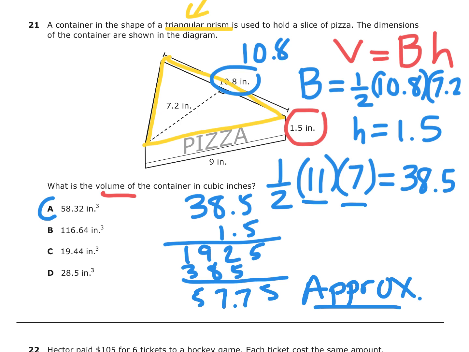Now, you could multiply 10.8 times the 7.2, and then times 0.5 or 1/2, and then multiply that by 1.5. It's a little bit longer. You'll still get 58.32. That would be the exact answer. So in this case, it's up to you if you want to round off a little bit or just multiply it out. I think myself, if I'm taking this test, I'm going to round off just a little bit. 10.8 is pretty close to 11, and 7.2 is pretty close to 7. So these are my approximate values that I rounded off to get to this answer.